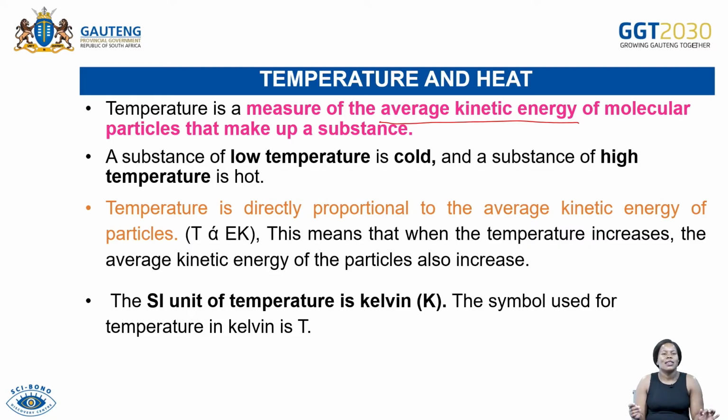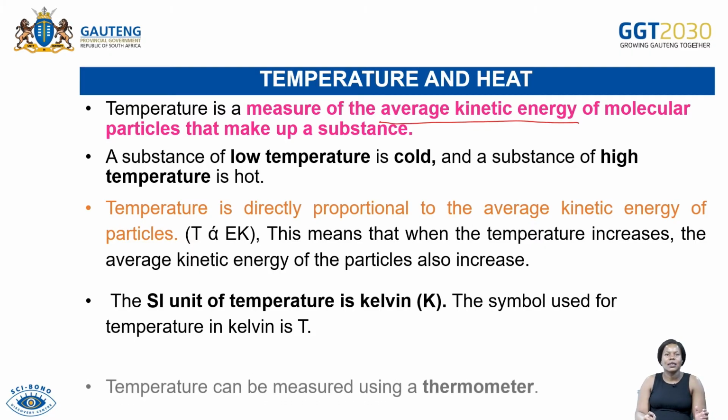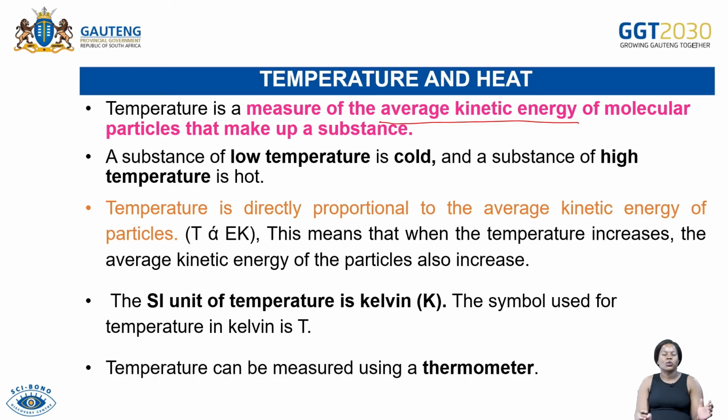All right, so then how do we measure temperature? The SI unit for temperature is Kelvin. The symbol used for temperature is T. Temperature can be measured using a thermometer. Now, as we know from grade 10, we have different types of thermometers. It depends on what type of substance we want to measure the temperature of. Do you want to measure something that is very hot or something that is very, very cold?